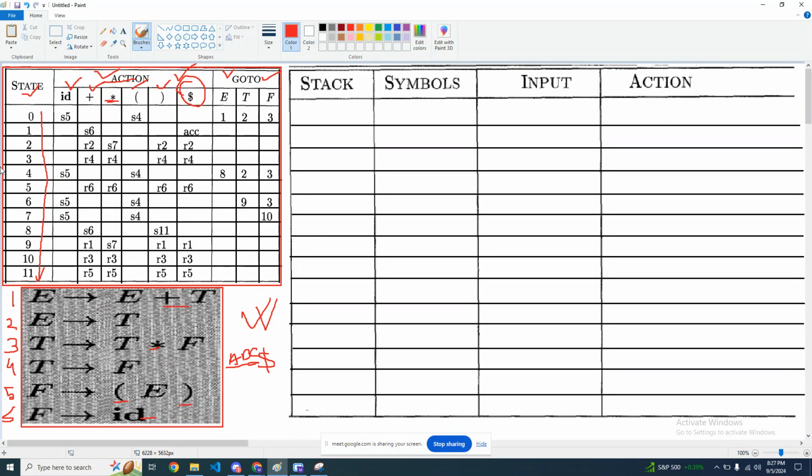So shift operations will be marked by S, and reduce operations will be marked by R. The accept operation will be marked by ACC, which means accept, and the error operations will be blank. So this cell, this cell, this cell, all the blank cells are error operations. Okay.